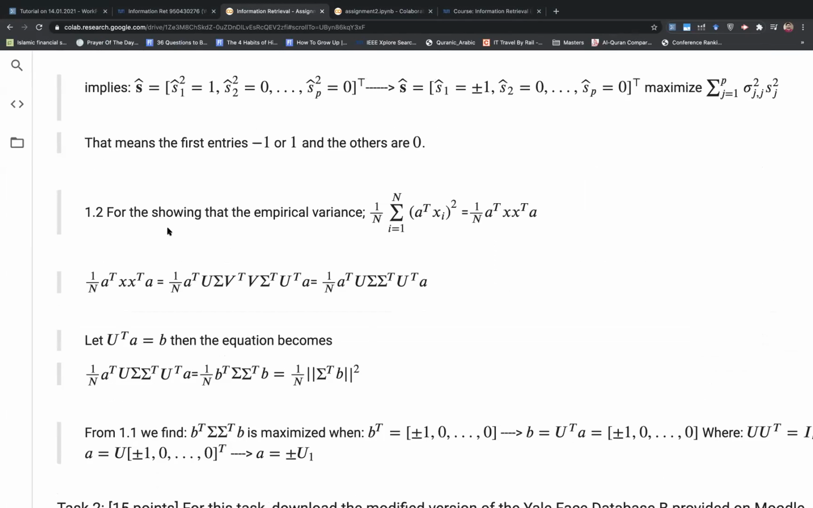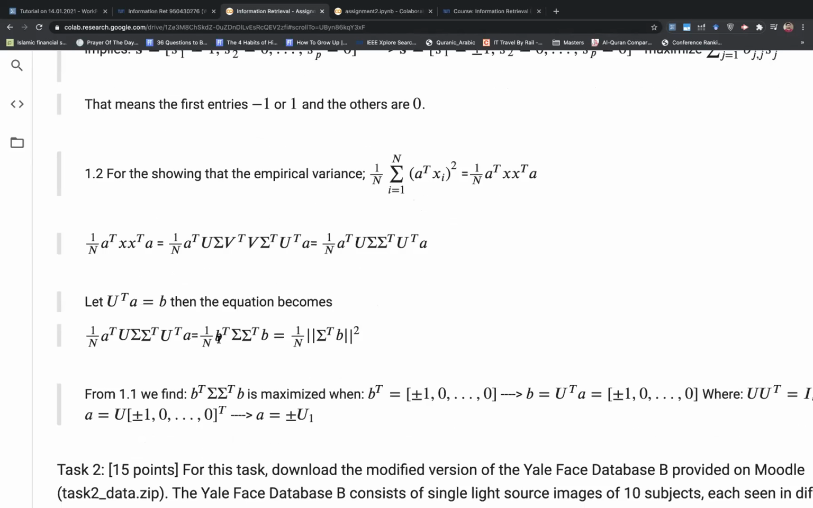Okay, so for showing that empirical variance, we can write 1 by n sigma 1 to n (A transpose x) squared. Then we can decompose x and x transpose into its SVDs. Similarly, V transpose V would be identity, and then we have sigma transpose left. Since U transpose A can be set to B, this equation becomes 1 by n sigma transpose B squared.